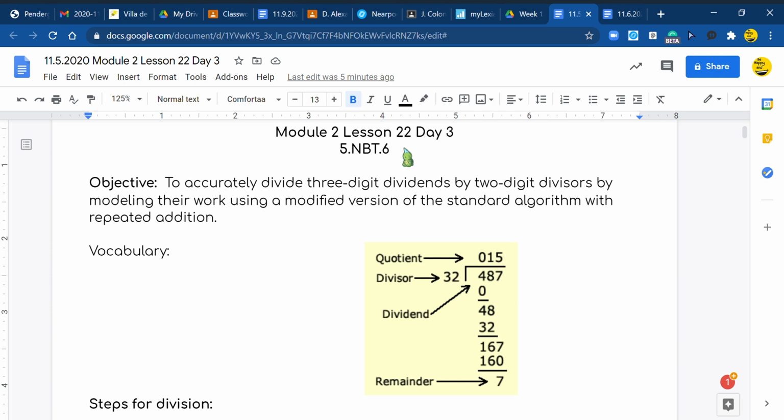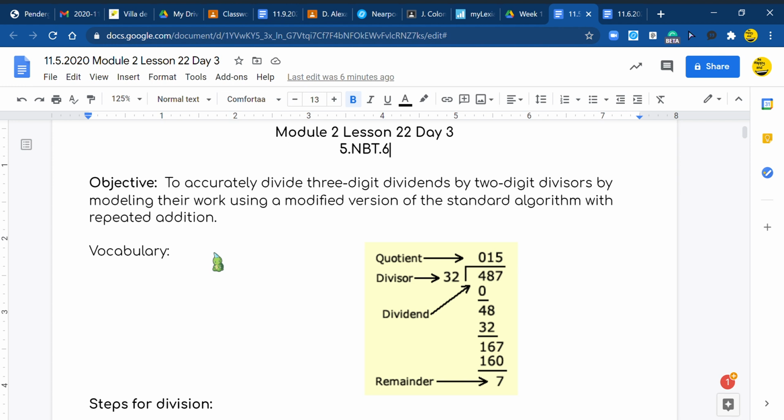Hey you guys, it's Miss Alexander, and I know we've been struggling with division, and that's okay. So I made the decision that we're going to keep working on the division that we've got before we move on. So we've got a few more days of this type of division where we're going to actually divide 3-digit dividends by 2-digit divisors. We're going to be modeling your work using a modified version of the standard algorithm with repeated addition. Now, what I like to do and what I've been doing is reviewing the vocabulary words.